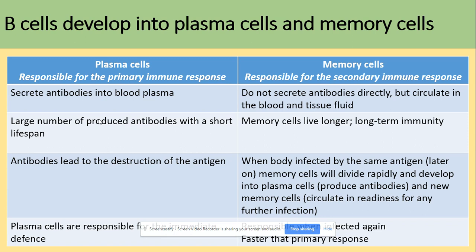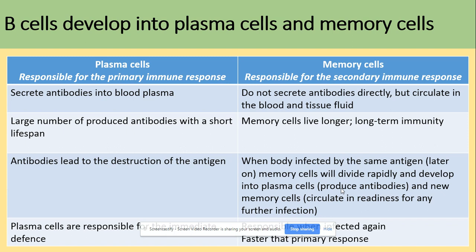We need to remember that memory cells are involved in the secondary immune response. So those memory cells will divide rapidly and develop into plasma cells to produce those antibodies. So every time you are talking about memory cells, you need to use words like rapid, okay, and more antibodies compared to plasma cells.